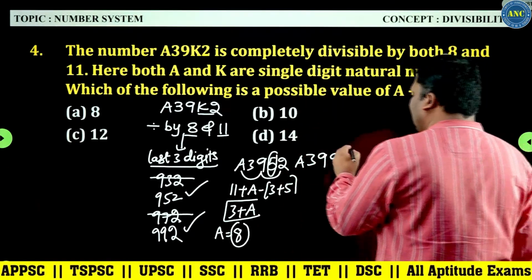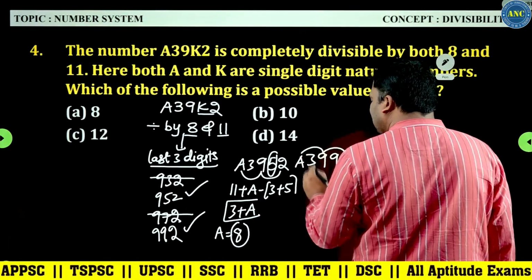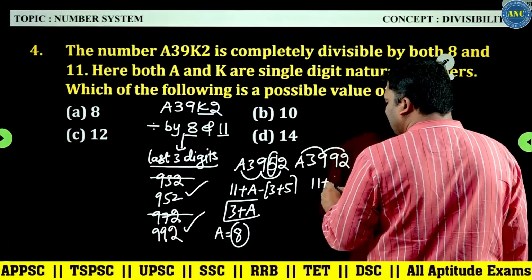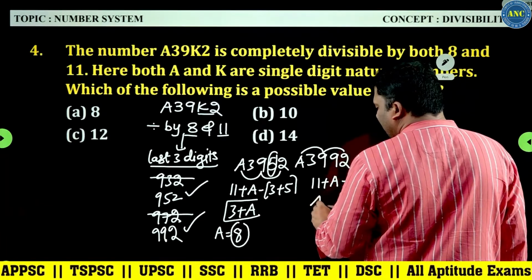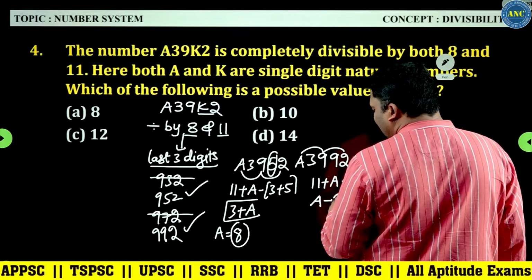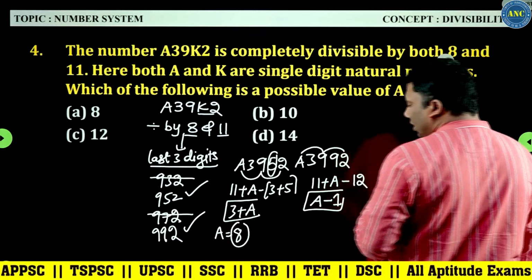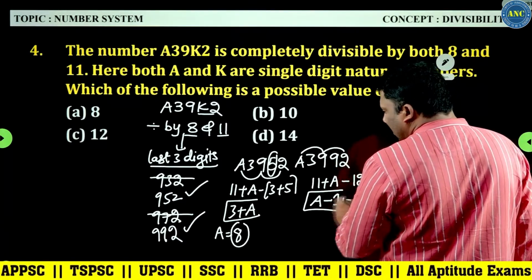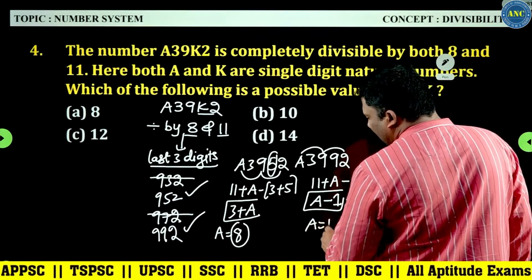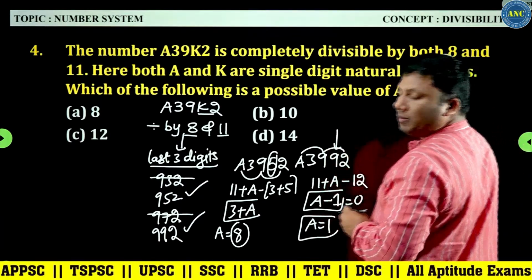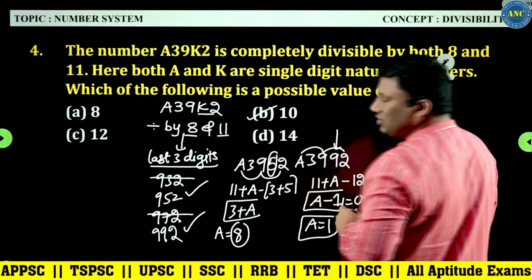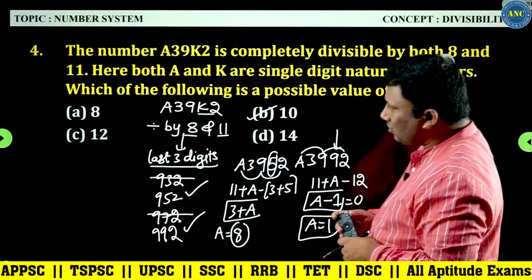Another case: 9 plus 2, 11. 11 plus A, sum of the odd places minus sum of the even places. It is A minus 1. That means A can be 1. If A is 1, A is 1 and K is 9. What is 1 plus 9? 10. The answer for this question is 10.